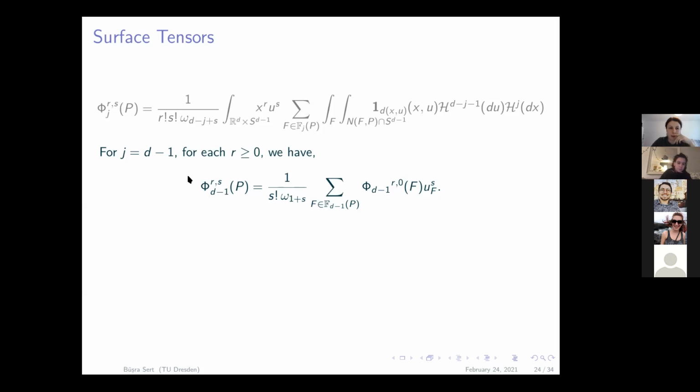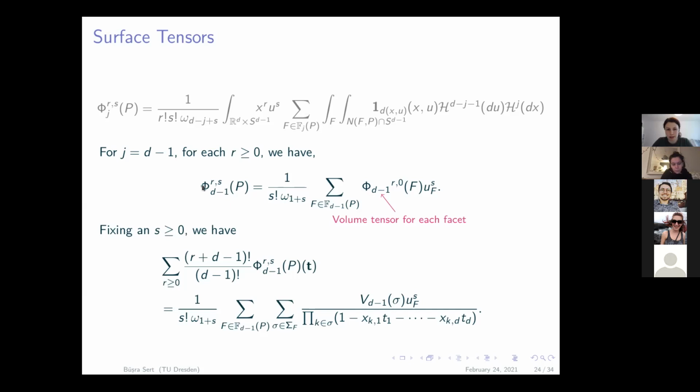So what we get as the expression of this Minkowski tensor for D minus 1 is that we are taking the sum over all the facets, taking this volume tensor for each facet. Here we have J equals D minus 1, and our facets have dimension D minus 1, so this corresponds to the volume tensor of the facet. And then, depending on the S we choose here, we will have this tensor for the outer normals.